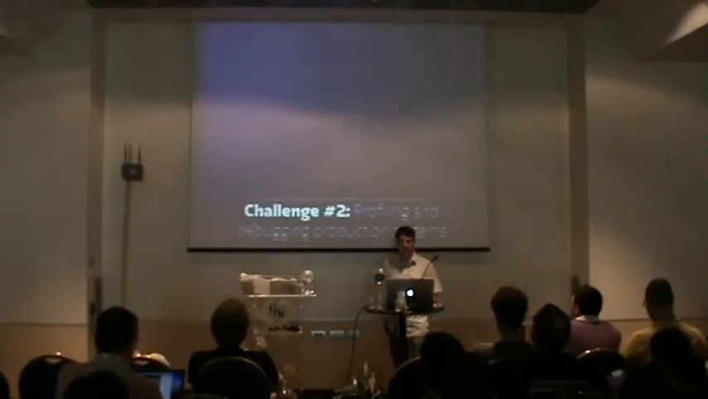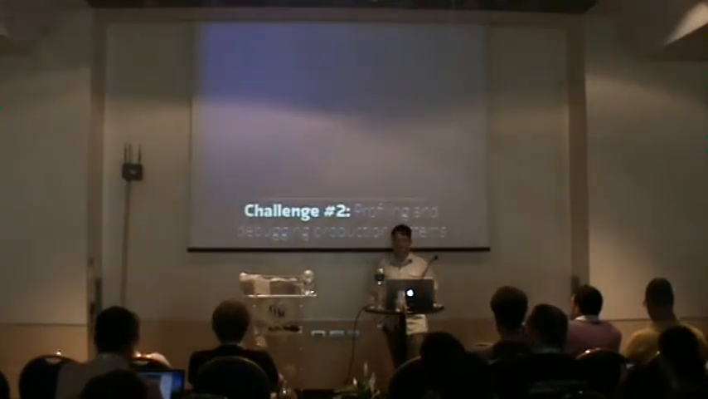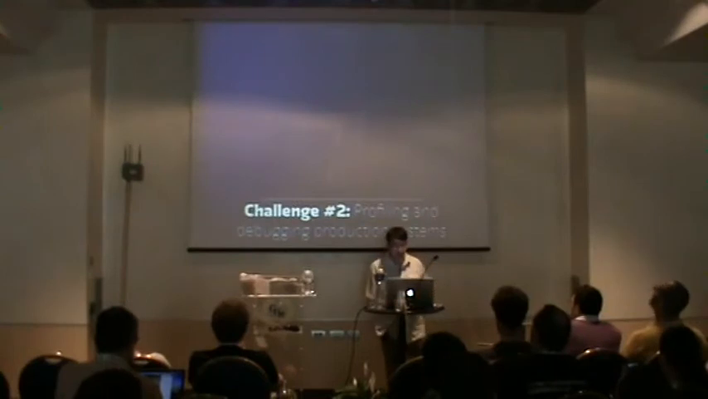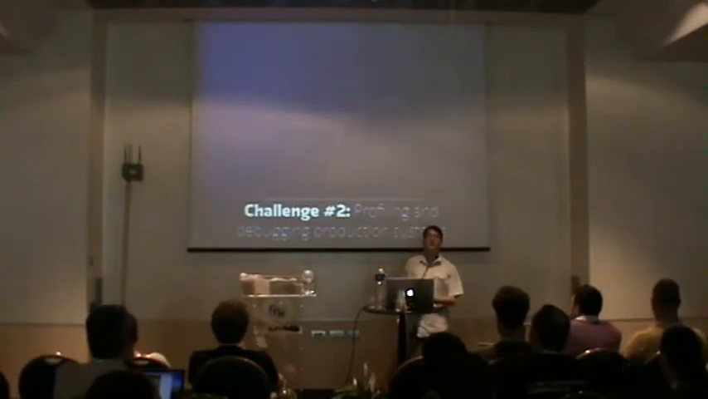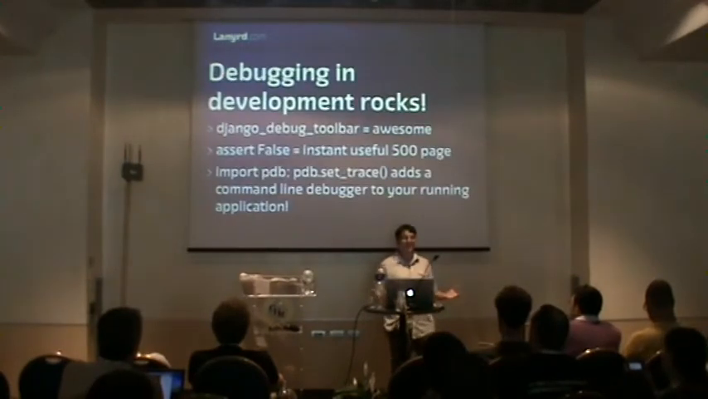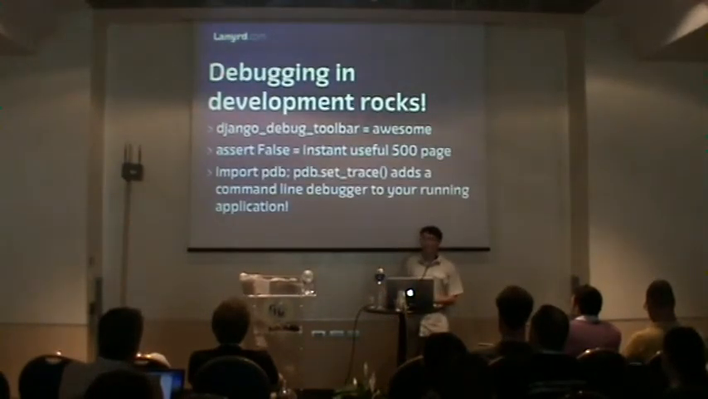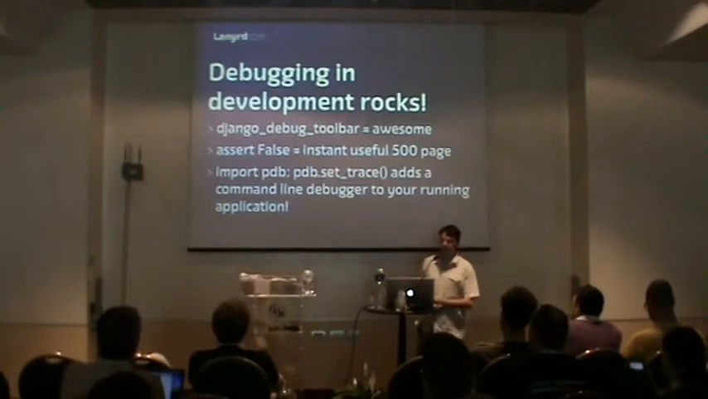Challenge number two, then, is a much bigger challenge. This is the thing that's really been keeping me up at night. And that's profiling and debugging of production systems. If you're a Django developer, you're used to a fantastic development environment for debugging. We've got the Django debug toolbar, which is absolutely essential. I haven't done a project in several years that hasn't used that.